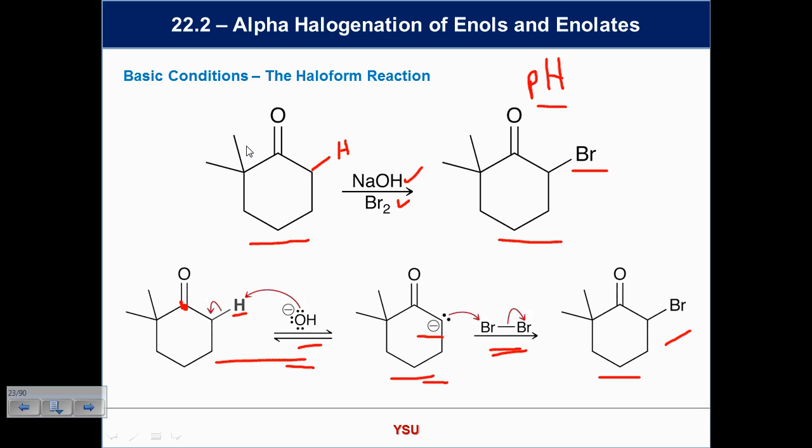That's a good point, yeah. If you'd have got rid of one of these methyl groups and there's an H over here, yeah, you'd get regioisomers and you'd probably favor the one that had the more stable enolate. Absolutely. It's a good point.